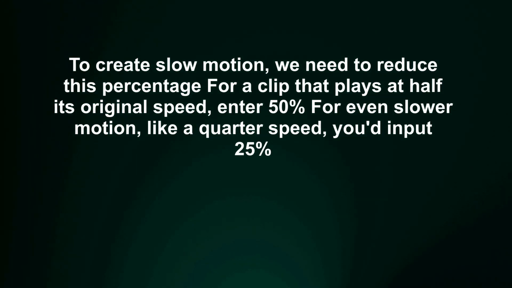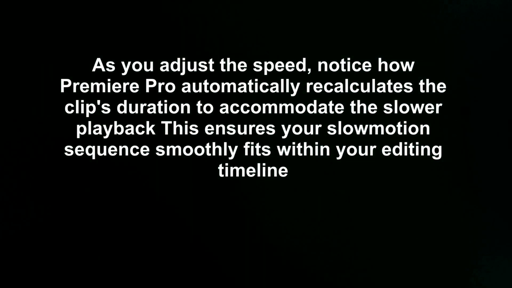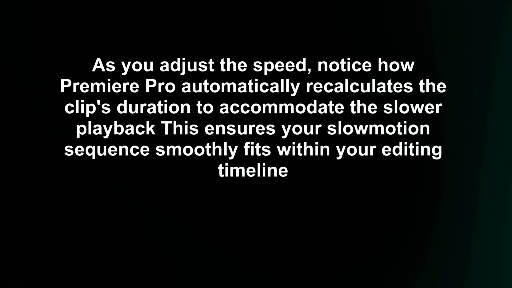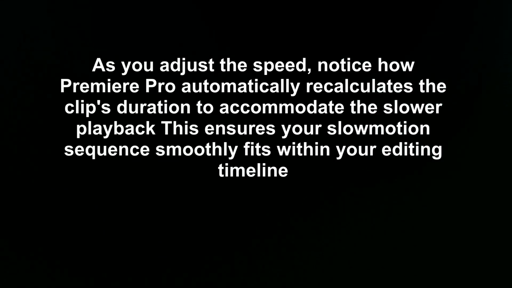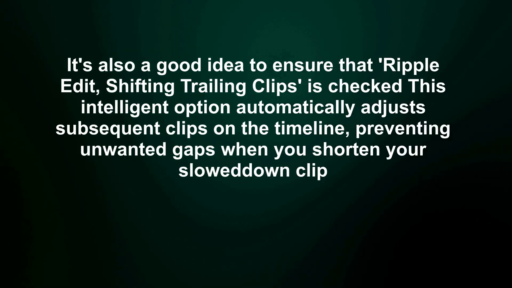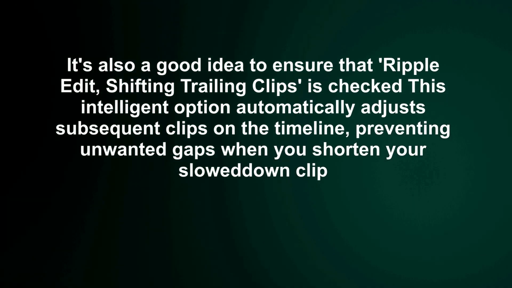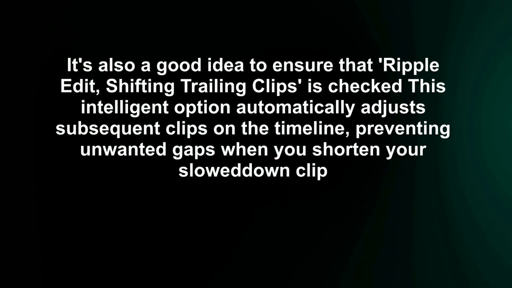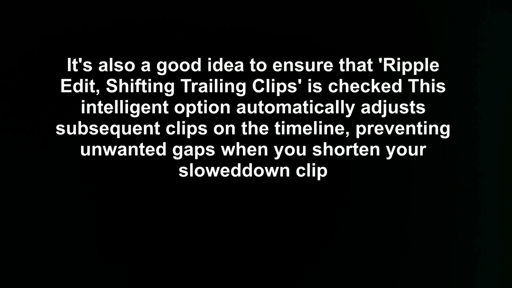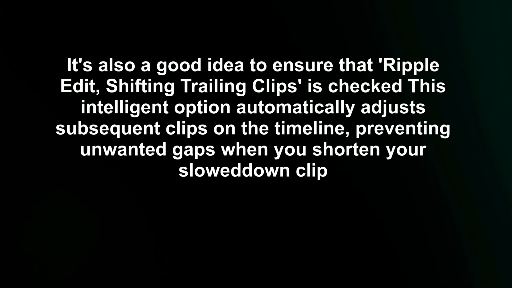you'd input 25%. As you adjust the speed, notice how Premiere Pro automatically recalculates the clip's duration to accommodate the slower playback. This ensures your slow motion sequence smoothly fits within your editing timeline. It's also a good idea to ensure that Ripple Edit, Shifting Trailing Clips is checked. This intelligent option automatically adjusts subsequent clips on the timeline, preventing unwanted gaps when you change your clip's duration.